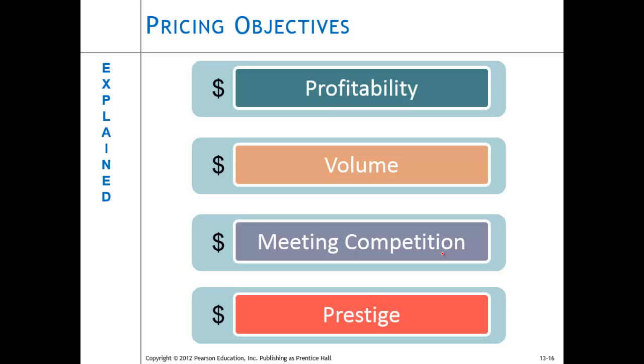The third pricing objective is meeting its competition. By doing so, a company puts itself in position to price its product close to that of its competitors. This usually occurs for mature products in which there are very few differences in product features other than price.